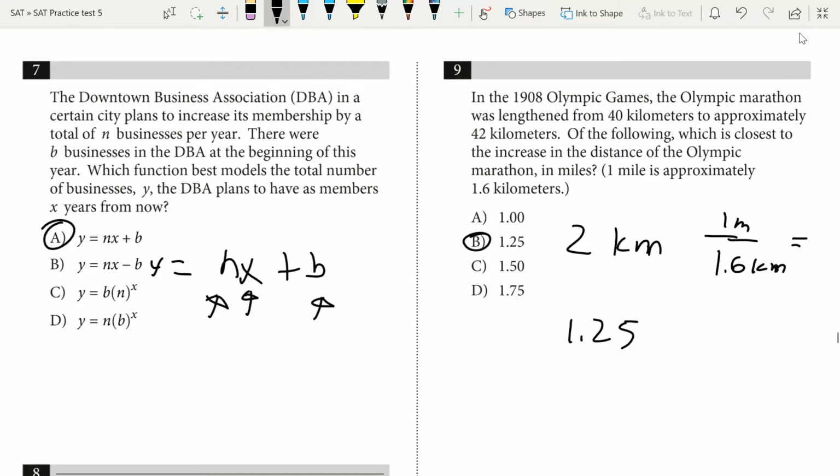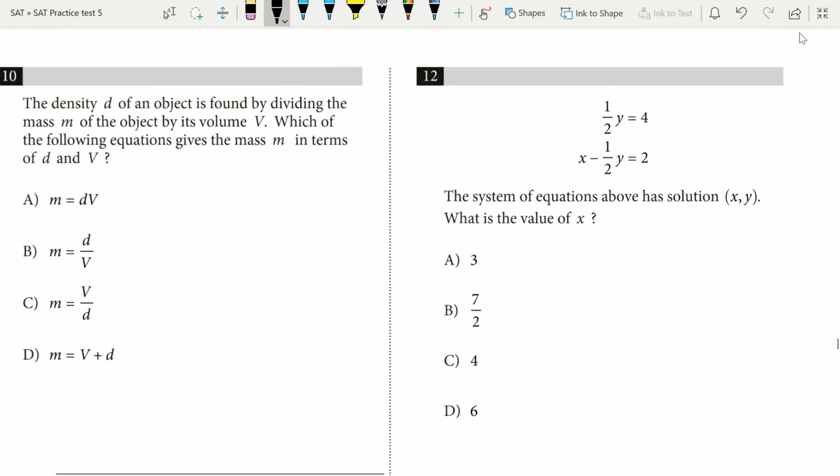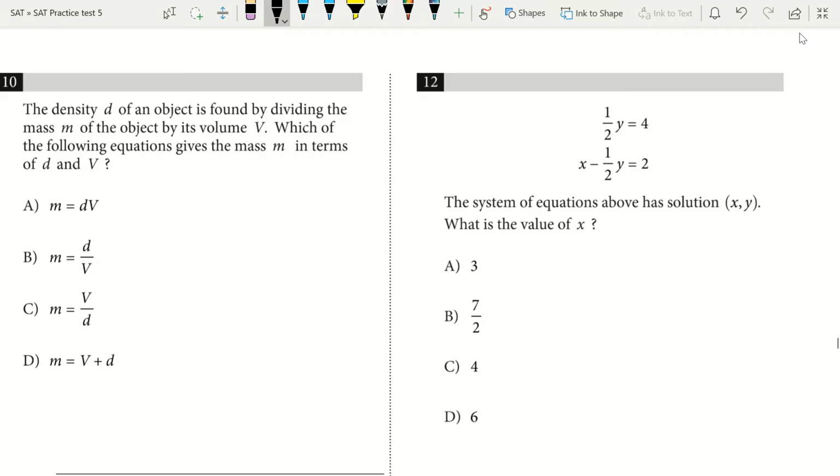All right, question 10. The density D of an object is found by dividing the mass by volume. Which of the following equations gives mass in terms of D and V? Well, we know density equals M over V. We multiply each side by V, and we see that our mass is going to equal our density times our volume, which is equation A.